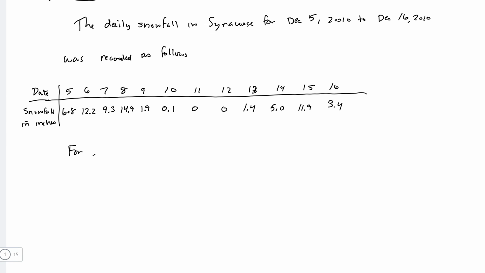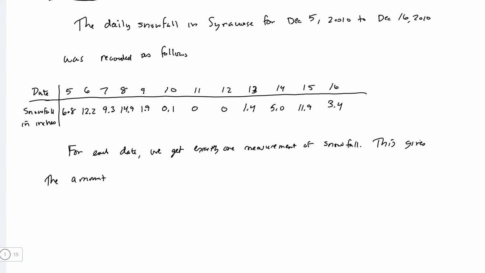So for each date, we get exactly one measurement of snowfall. Right, so we can't say like on the 5th, 6.8 inches and 7.2 inches of snow fell. It was just 6.8 inches. So this tells us, since if we think of the dates as our inputs and the snowfall as our outputs, this gives us a function. Amount of snow as a function of the date.